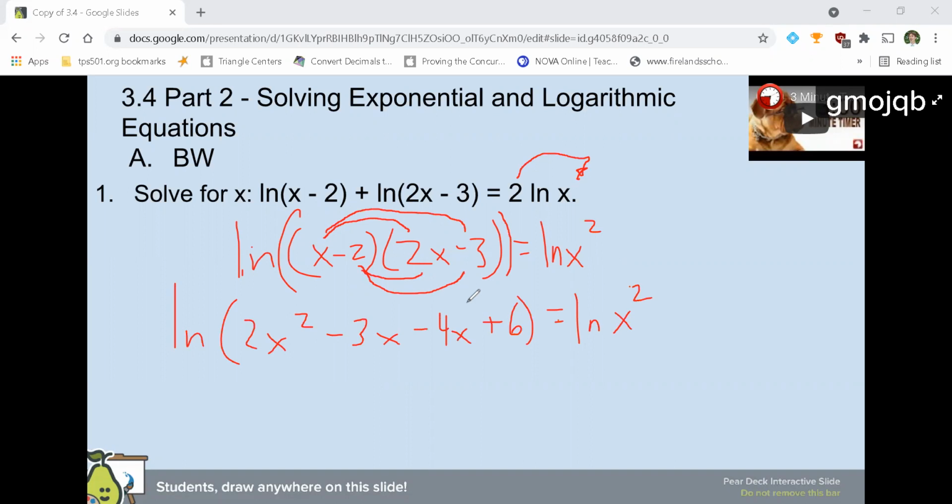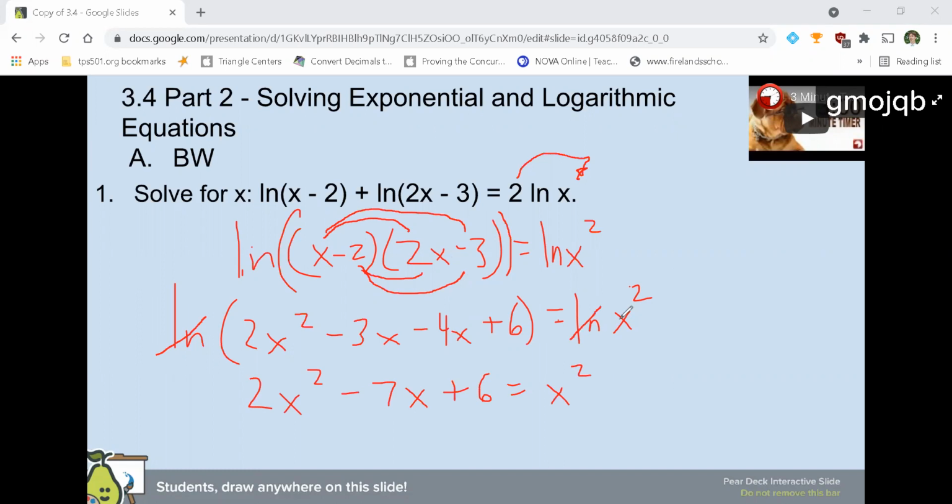Okay, and now that you have it, just a natural log equals another natural log. Since both logs have the same base e, then their values have to equal as well. Or another way you can think about it is basically, since there's a natural log on both sides, the natural logs will cancel out. And you'll have 2x squared minus 7x plus 6 equals x squared.